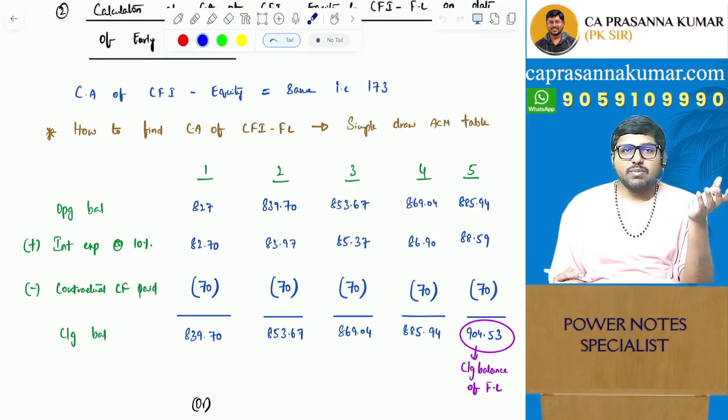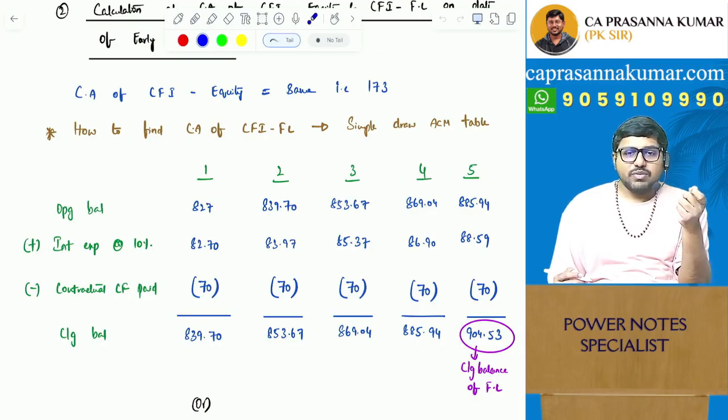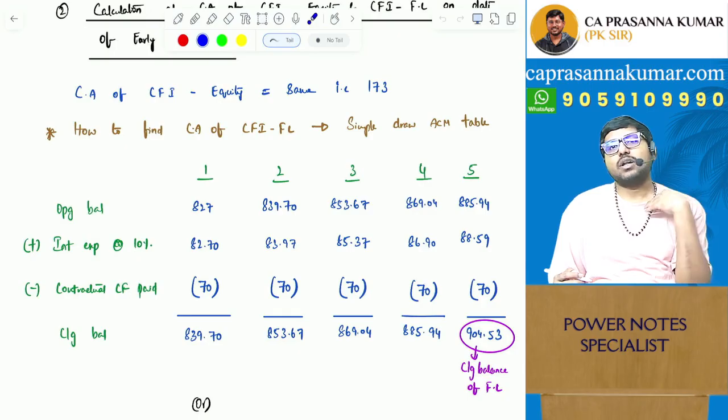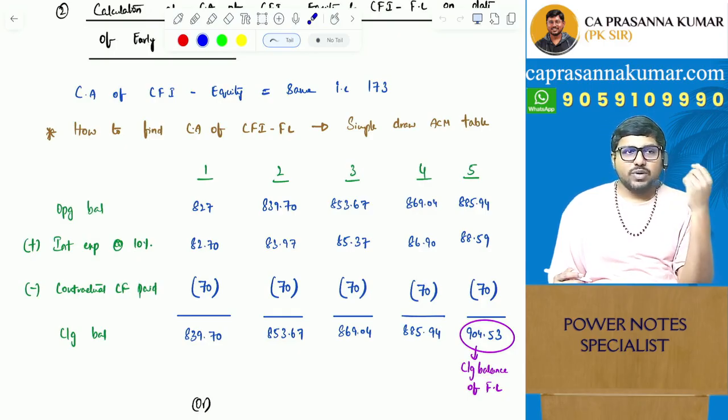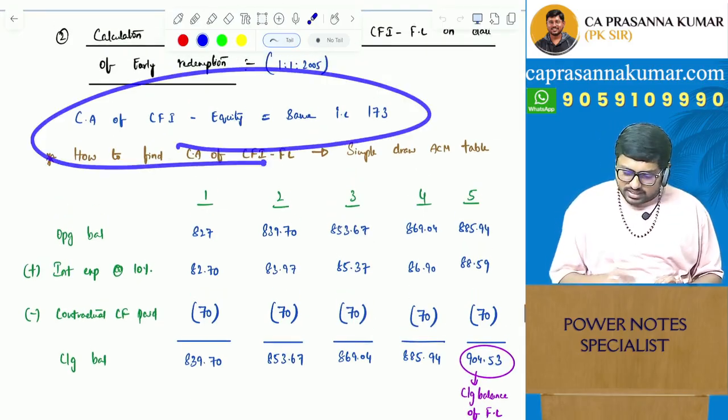Sir, why do we need to find carrying amount of both the financial liability and equity part? Why? Because buyback means basically what's happening. Your entity is going to buy back that particular instrument. What are you going to do? You're going to sell them. So when you're going to sell them, eventually what's going to happen? You're going to have a selling price. At what price they're purchasing is going to be the selling price for you, right? So when this buyback of CFI is going to happen, you need to compare the price with the cost. And the cost is nothing but your carrying amount.